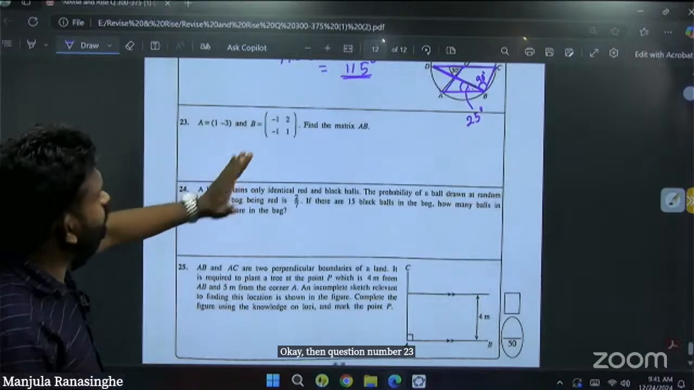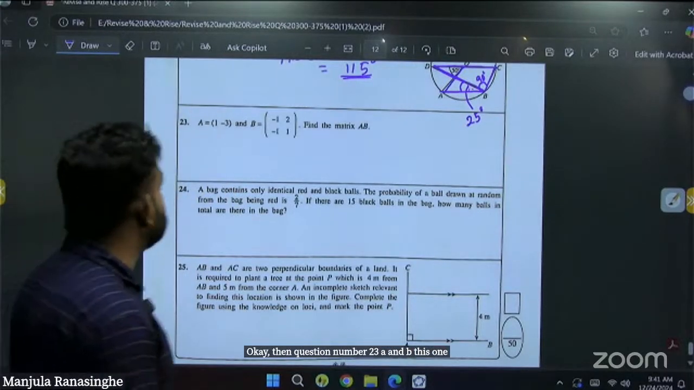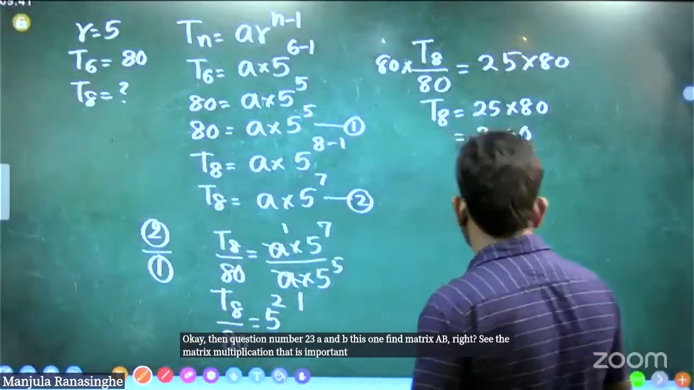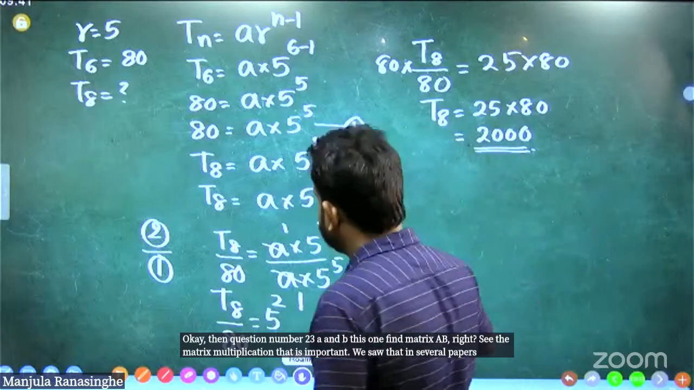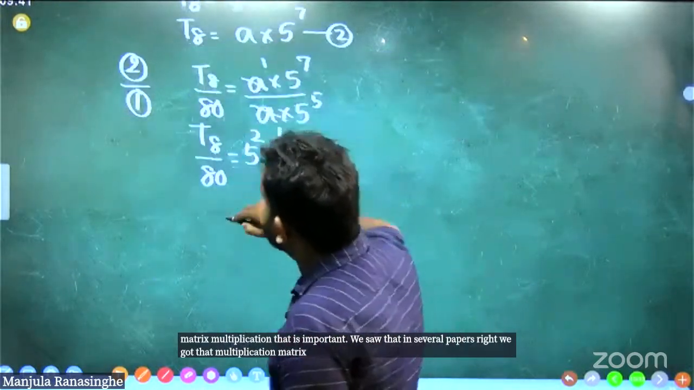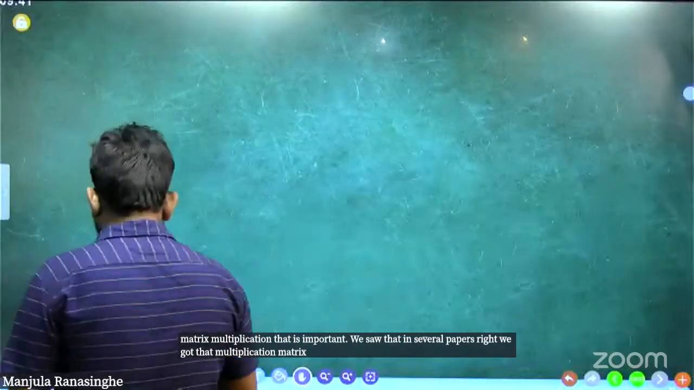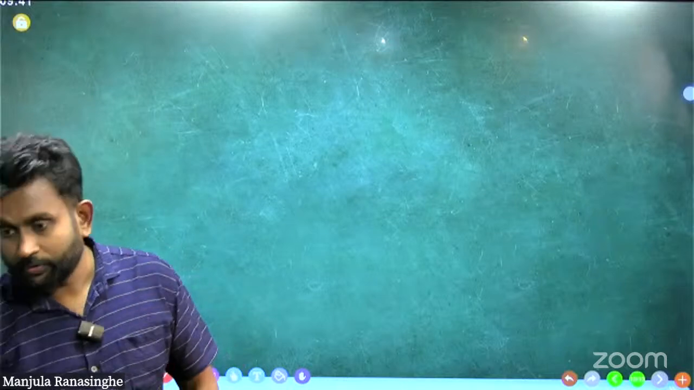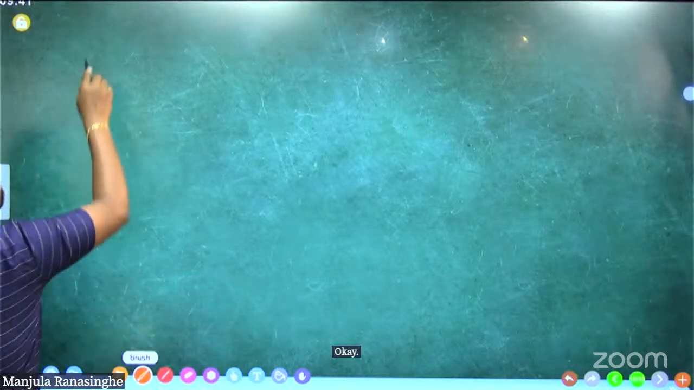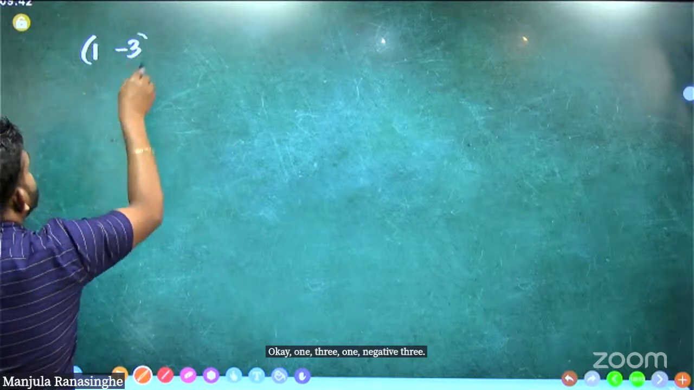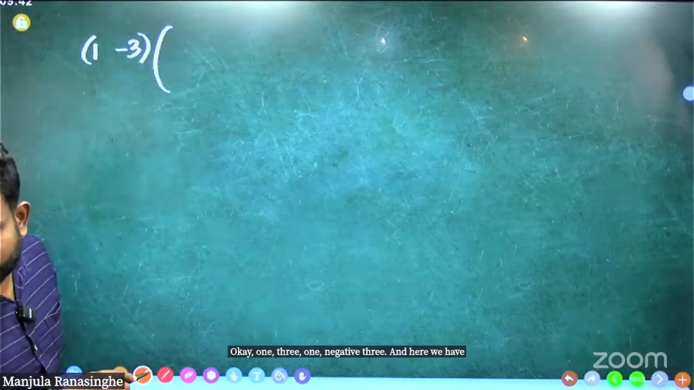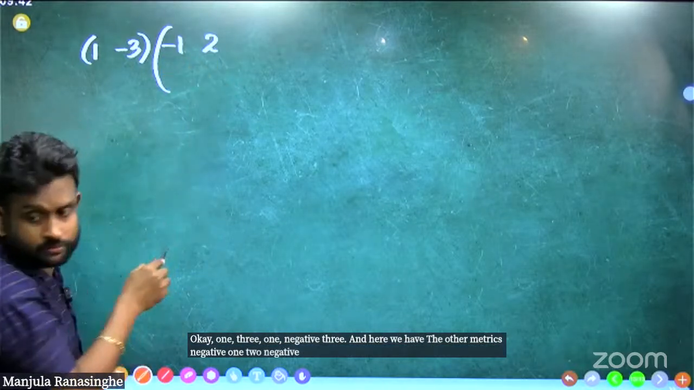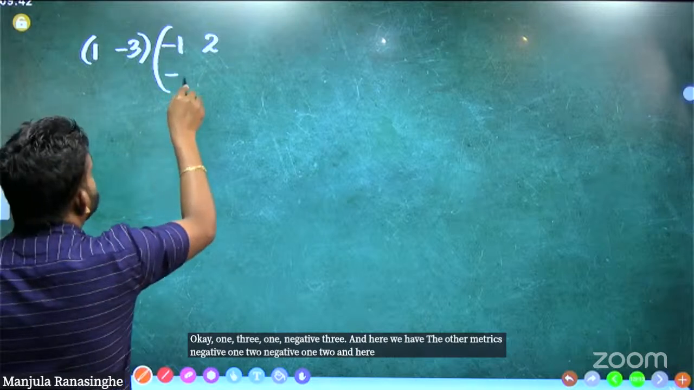Then question number 23. A and B, find the matrix AB. See the matrix multiplication, that is important. We saw that in several papers, right? We got that multiplication matrix. Here 1, negative 3, and the other matrix is negative 1, 2, negative 1, 1.